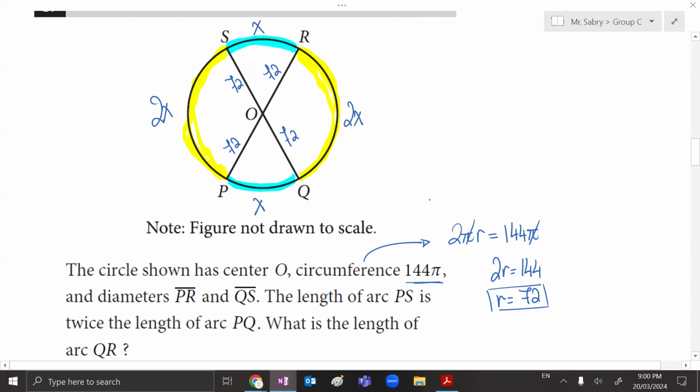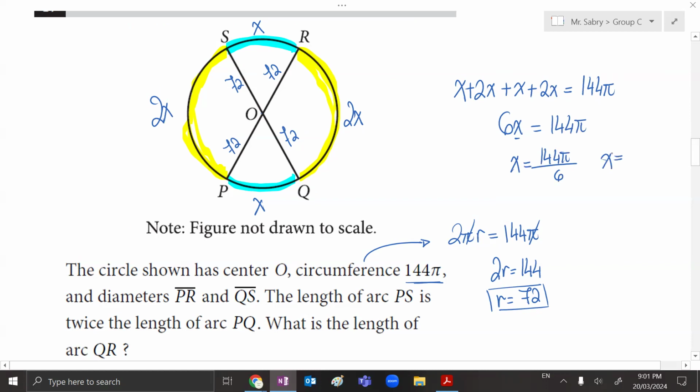Makes sense? Yeah. So now I have X plus 2X plus X plus 2X. All of those should give me the same circumference that I've got, which is 144 pi. If I added all of those, that's the circumference. So X plus 2X plus X and so on, those are 6X equals 144 pi. If I'd like to find X, I'll just divide by 6. So 144 pi divided by 6.